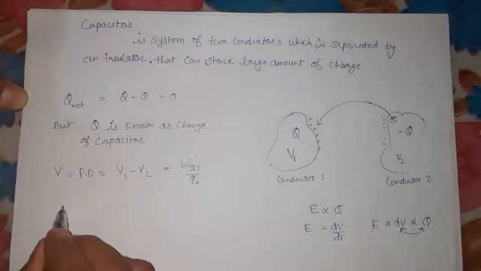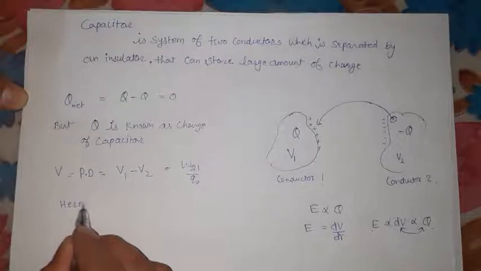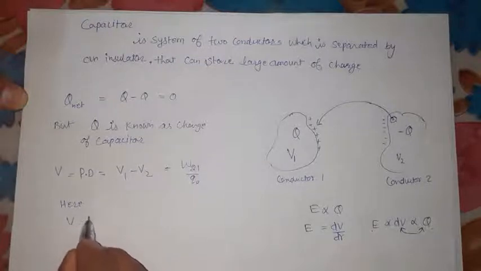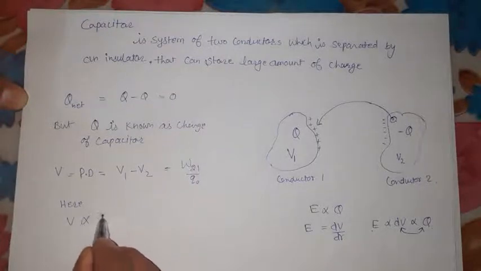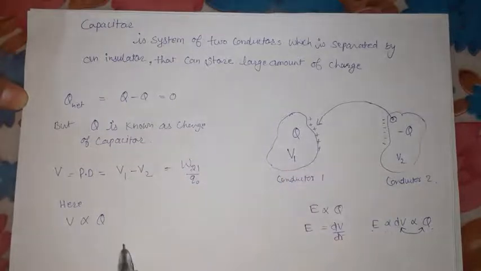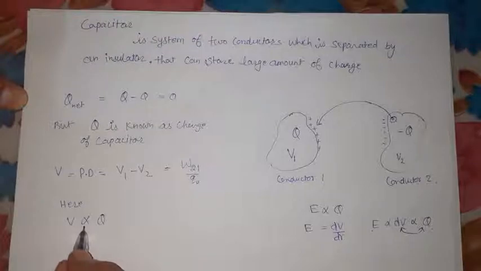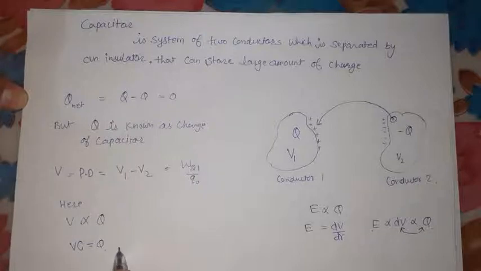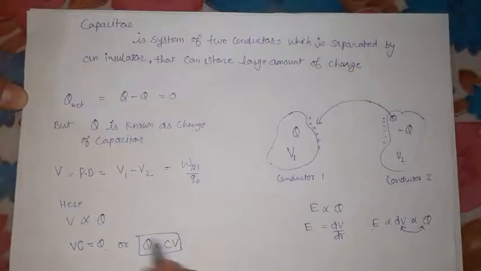Okay, so what we said is that this potential difference is directly proportional to the charge on that capacitor or on that conductor. If I remove this proportionality sign, then I will use a constant, C, and an equality sign is used. On rearranging it, I can write it as Q equal to CV. So this is the charge on the capacitor.